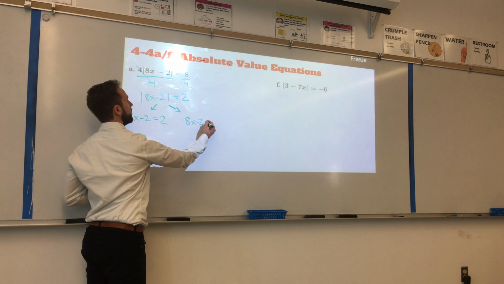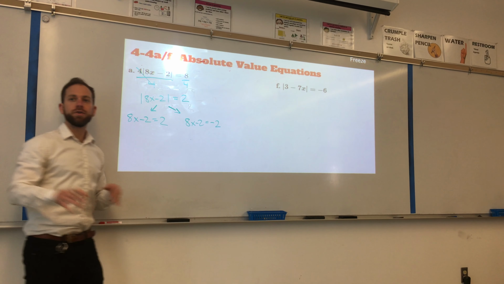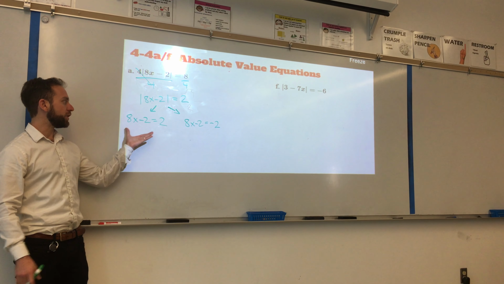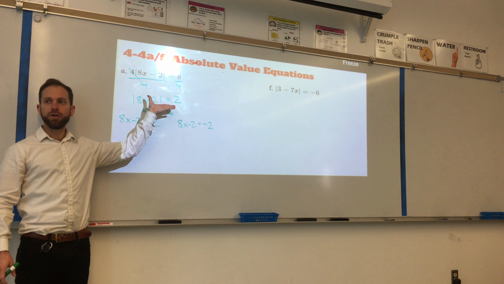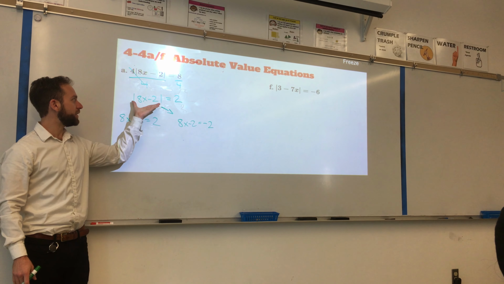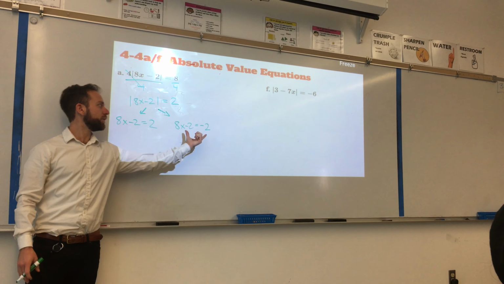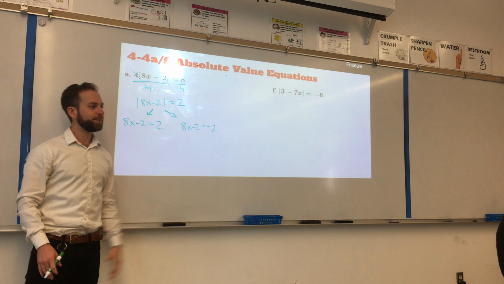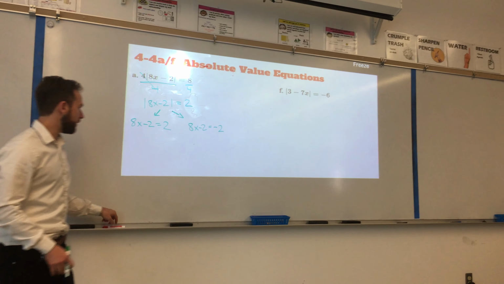So we would write that like this: 8x minus 2 equals negative 2. So basically, we're solving two equations: the normal version of this, and then when this is equal to the negative version, which is shown right here. Now let's solve both of these.